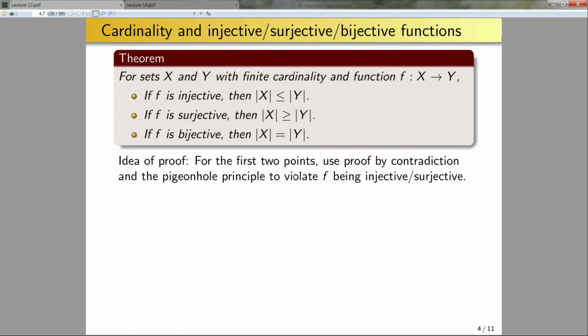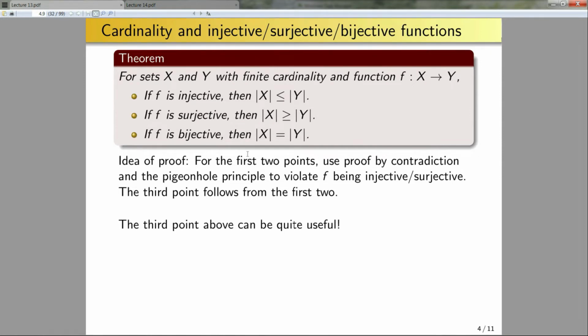A similar argument works for surjectivity. Now, as I stated before, the third point follows from the first two. If it's bijective, it's both injective and surjective. Therefore, both of these inequalities hold at the same time. The only way that's possible is if they are exactly equal to each other.